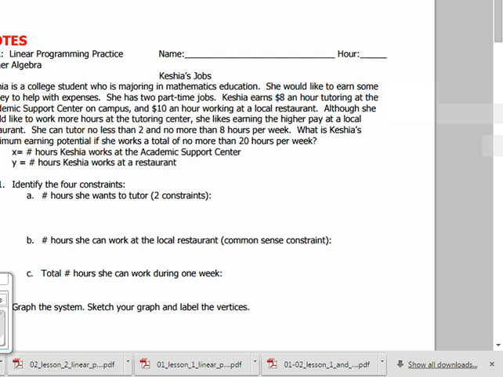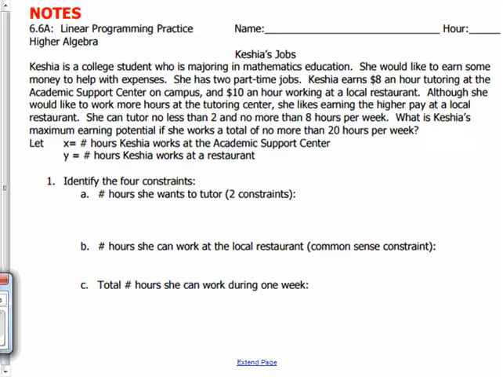Okay, I need to pause for a second while I get my smartboard to be able to write on it, so hold on a second. Okay, I'm back. Here we go. So now I can write on the board.